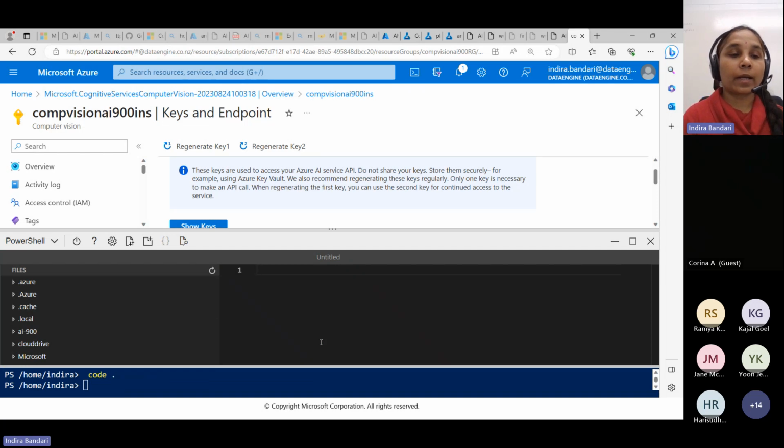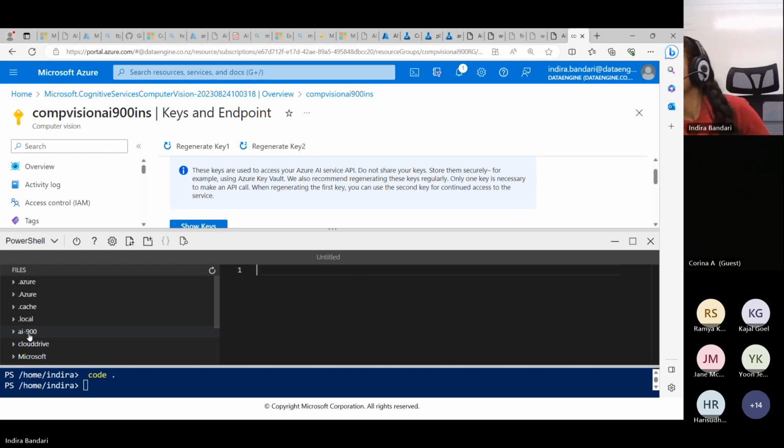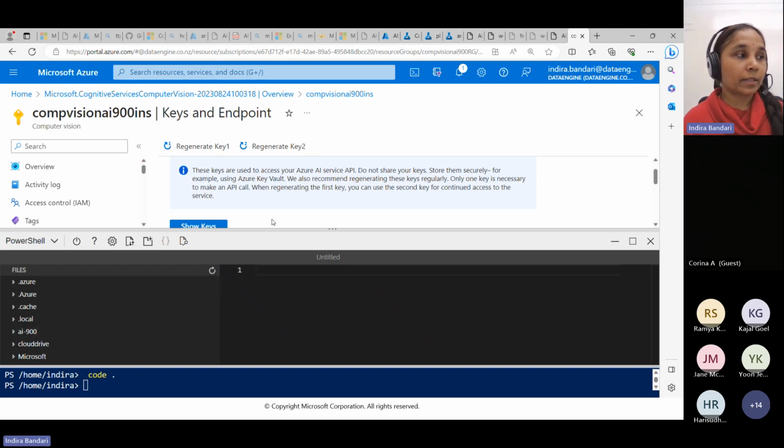Okay, mine, I have the AI900. Everyone has it or no? Who doesn't have it? You let me know in the chat. Then we will go through that procedure. If everyone has it, then we don't need to worry. Otherwise, we will go through the first step as well. Looks like everyone has it.